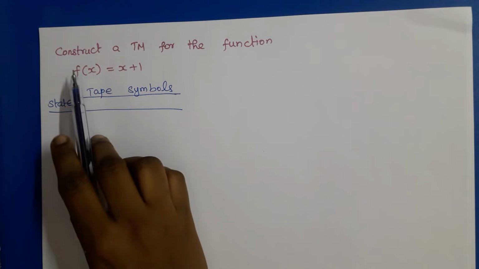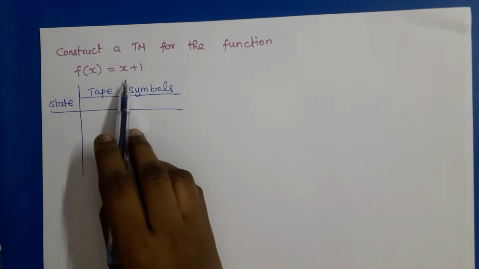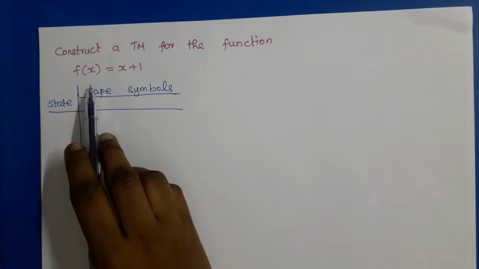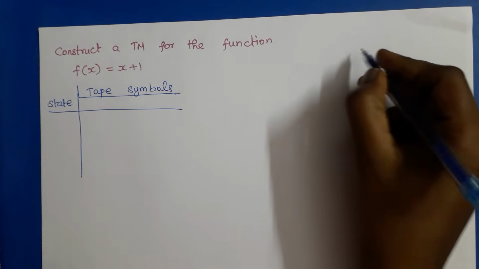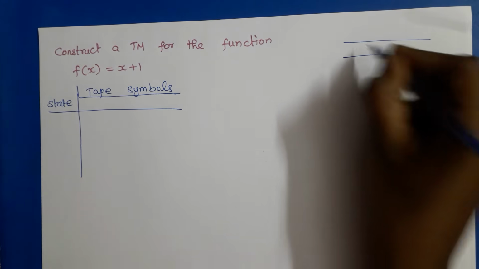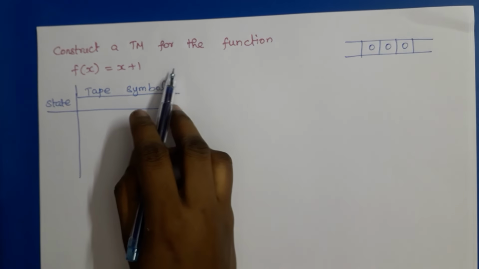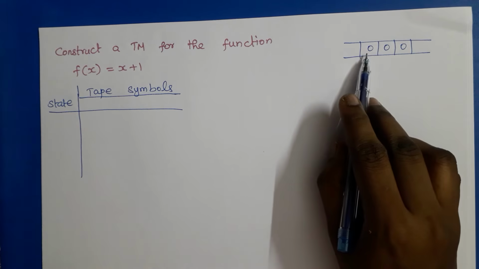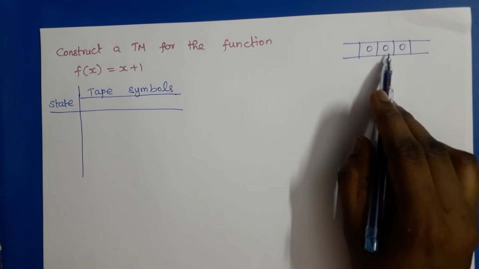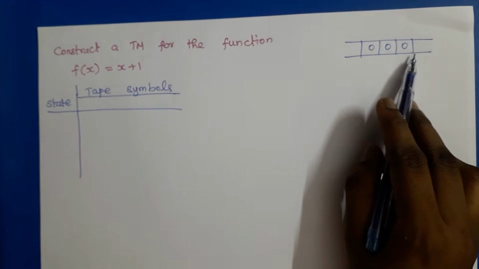Consider one example. We have to construct a Turing machine for the function f of x equals x plus 1. That means an increment operation. So, if the tape initially has 3 zeros, for example, here the input alphabet sigma is not given. So we can take any input symbol. It may be 0, 1, A, B, anything. So I'm going to take zeros as the input symbols.